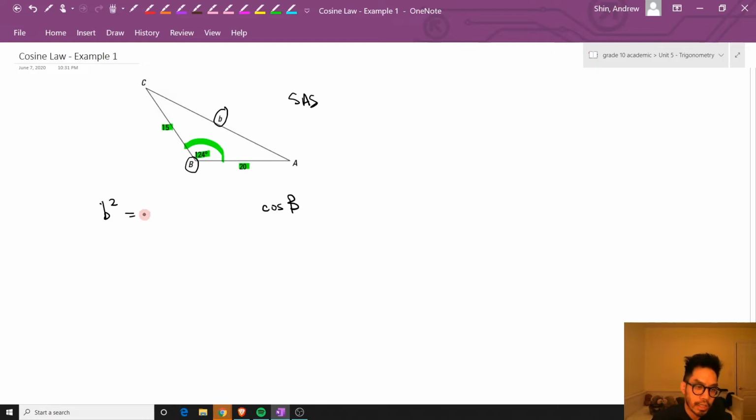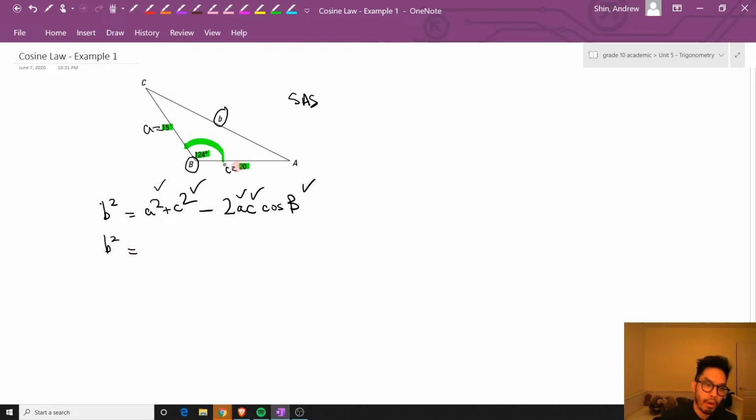B squared equals the other two sides squared. So what are the other two sides? A squared plus c squared minus 2ac cosine angle B. And we do know that across from big A is small a, across from big C is small c. We know a, we know c, we know angle B. So that means we can plug it into this formula and solve for side b.